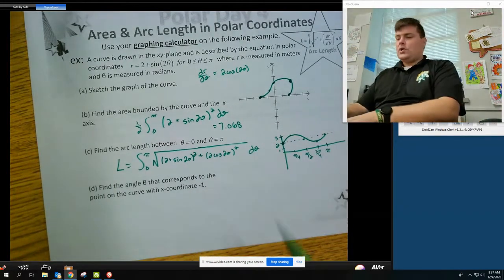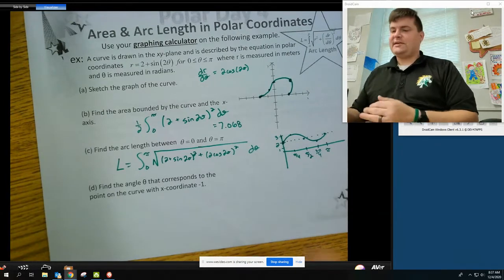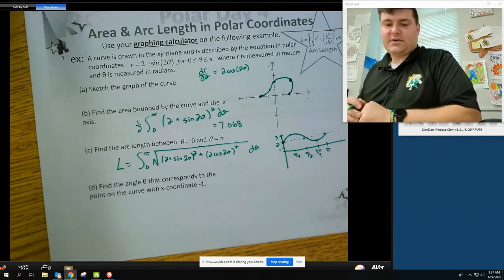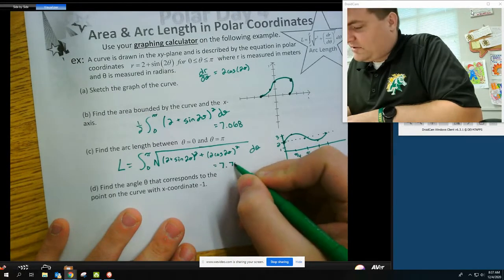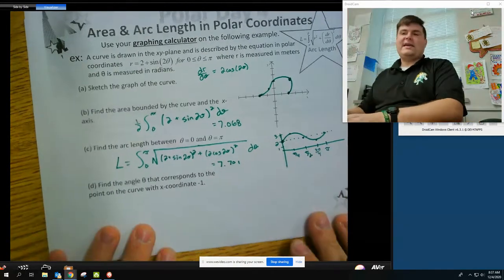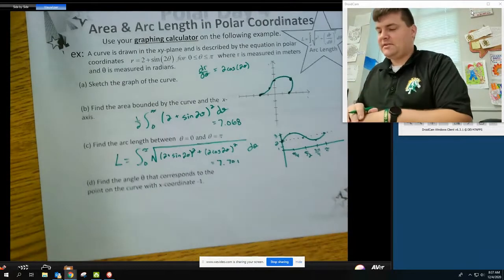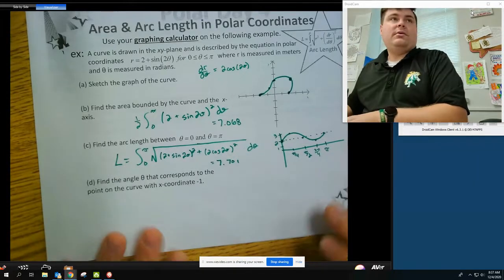So there you go. Just to save time, I showed you how to type in the calculator earlier. You would just type this in the calculator and you get an answer of an arc length of 7.701. I think it's 18. I'll just truncate it. Not a big deal here. All right, we're moving along.